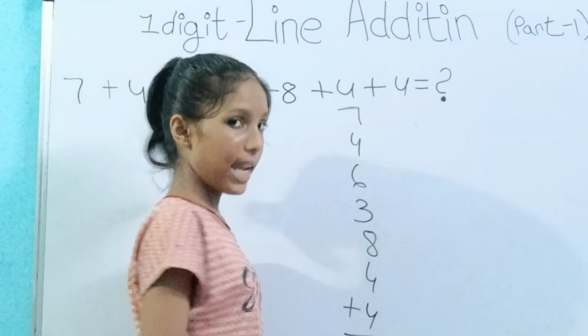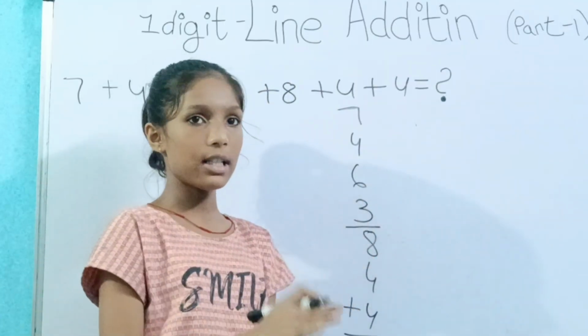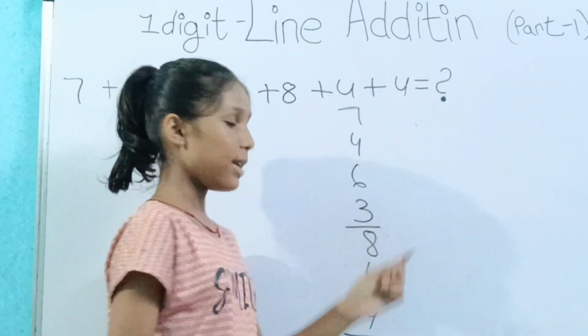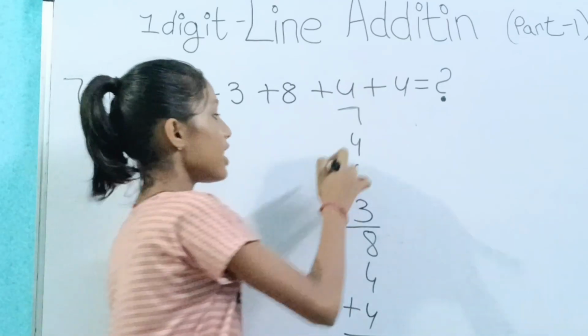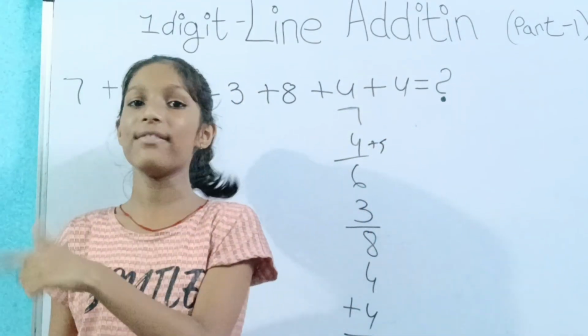So 4 plus 4 is 8. 8 plus 8 is 16. Drop a line and add 6. So 16 is bigger than 10 by 6. So 3 plus 6 is 9. 9 plus 6 is 15. 15 is bigger than 10 by 5. Add 5 here. Now 4 plus 5 is 9.